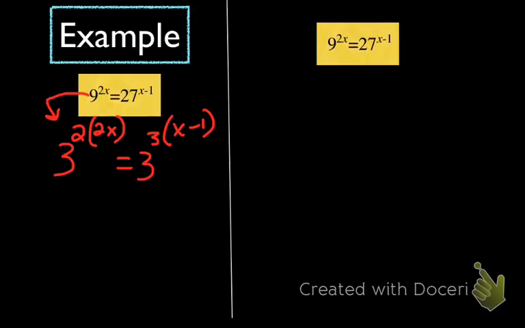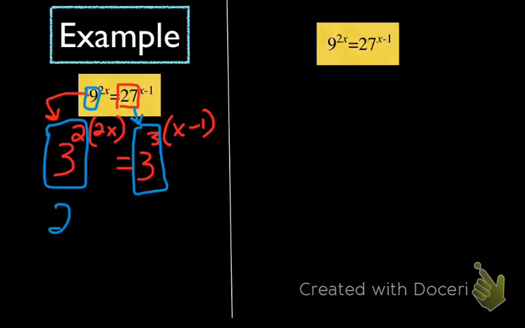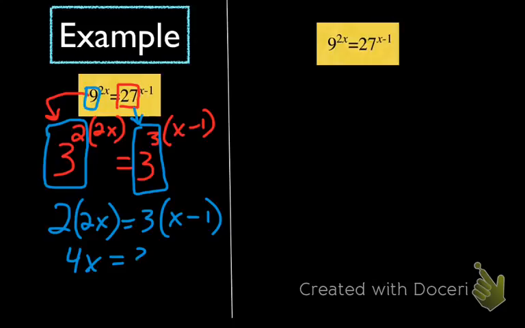Okay? So I've changed both bases so that they have the same base. I just have to be really careful with the exponents. Why is the exponent 3? Simplify this. Let's simplify this to 2 times 2x equals 3 times x minus 1. Quickly here. This is going to be 4x equals 3x minus 3. And so x equals negative 3. And you can check that answer if you'd like.